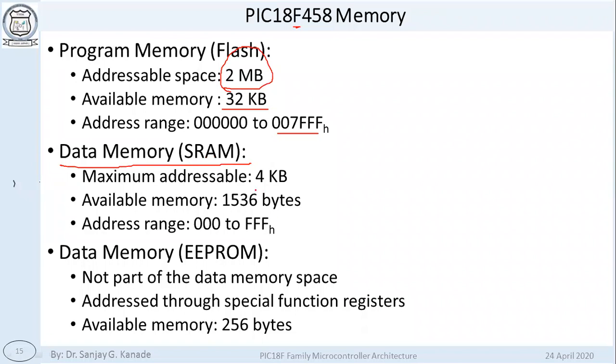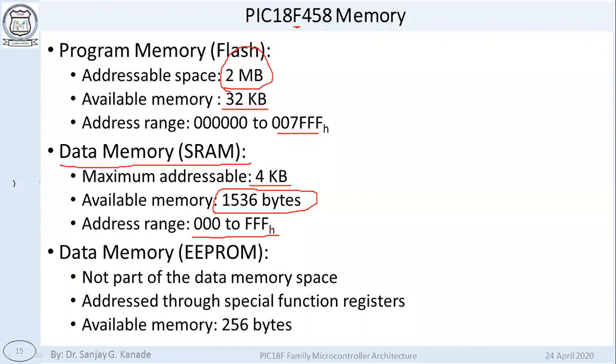Again, the maximum addressable capacity is 4 KB, based on the 12-bit address bus to the data memory. However, the available memory is not full; we don't have 4 KB available to us. Only 1536 bytes of on-chip memory is available. The address range here is 000 to FFF.